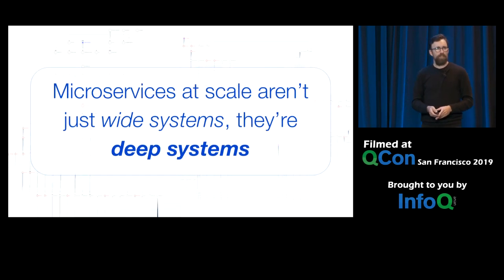This is more like 50-ish services. This is more like 100 services, but I couldn't fit it on the screen. This is more like 1,000 services, and I really couldn't fit it on the screen. This thing goes way out to the next building. It's just crazy. And the answer is that microservices at scale are deep systems. I feel really confident about this, having worked with a lot of folks and thought about this for a long time. I'm absolutely positive about this.